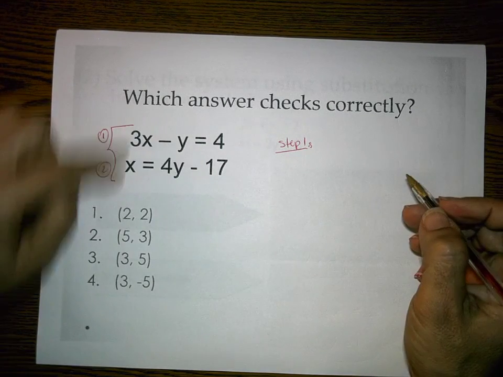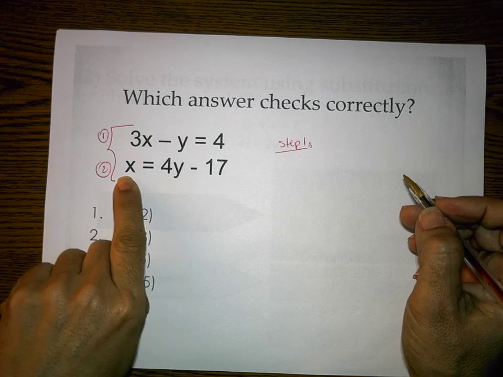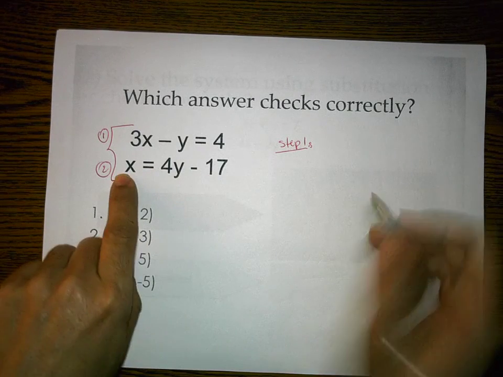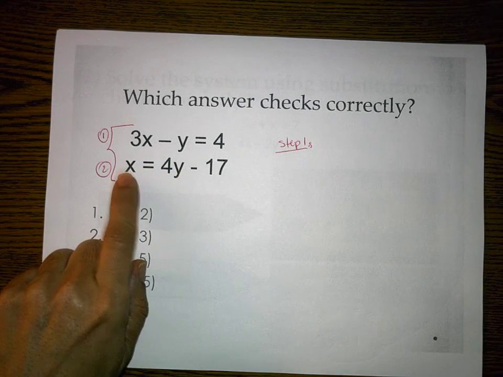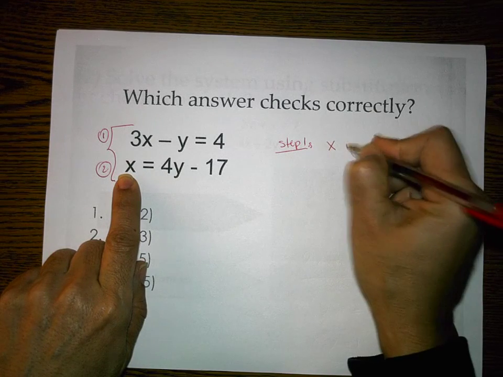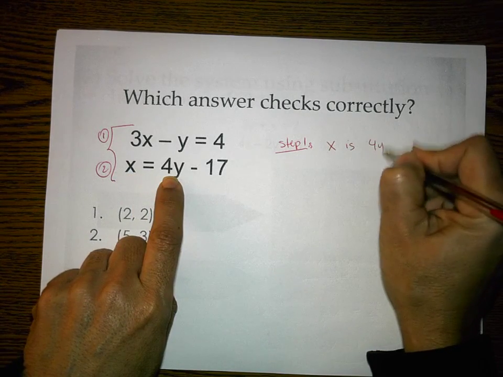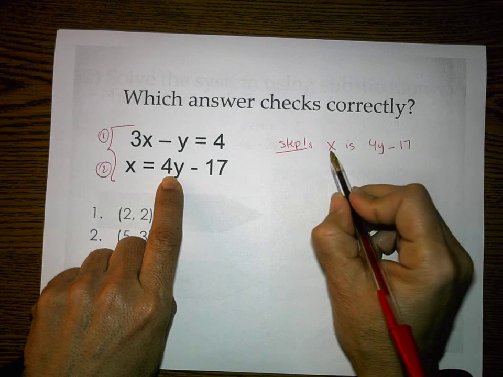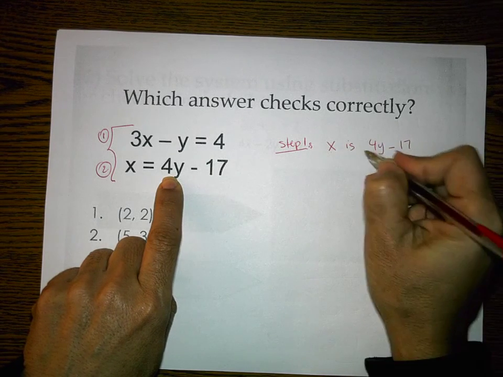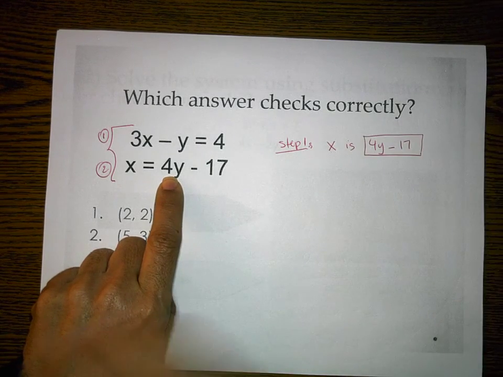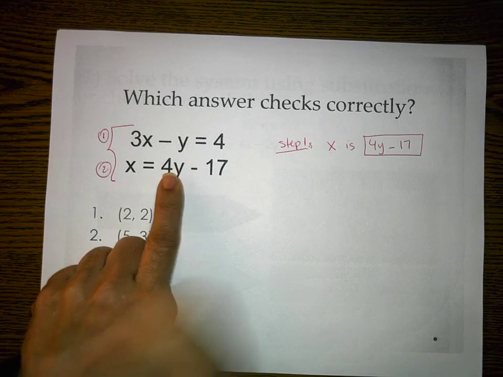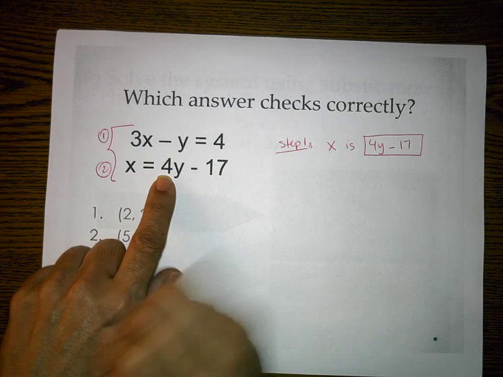If I look at both of them, I already see that equation number 2 is isolated for x. X is by itself, then I'm going to use it. X is the same as 4y minus 17. So in the place of an x, I am going to use 4y minus 17, because that's what x is, okay? X is 4y minus 17.